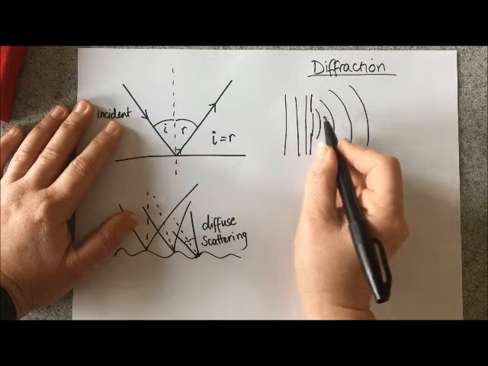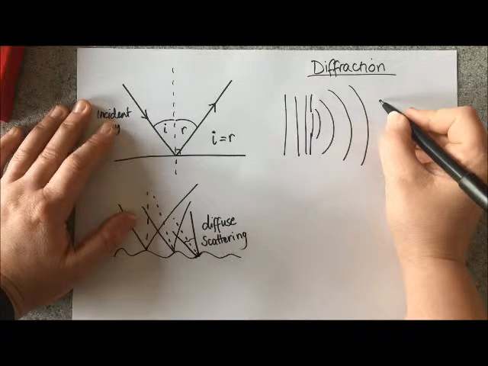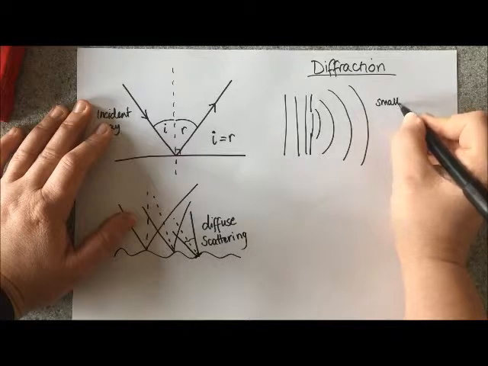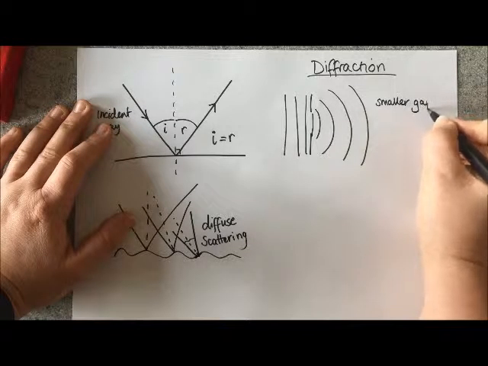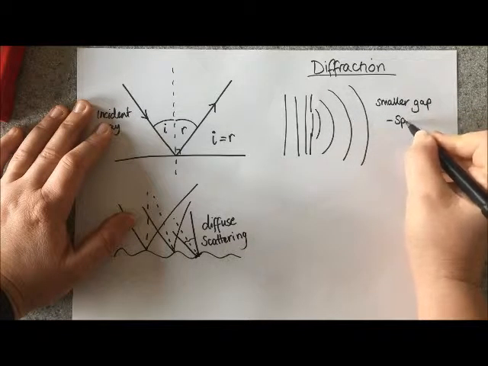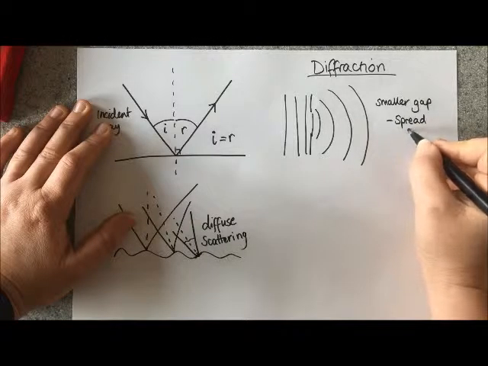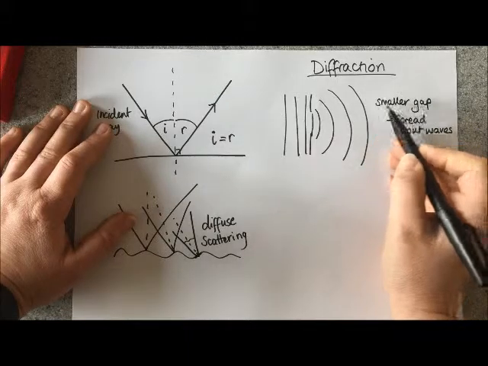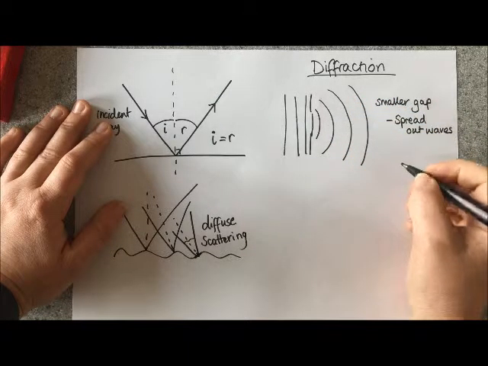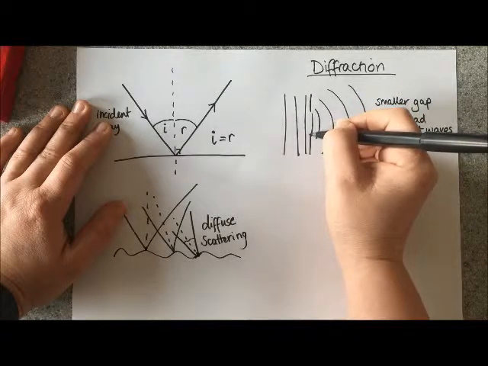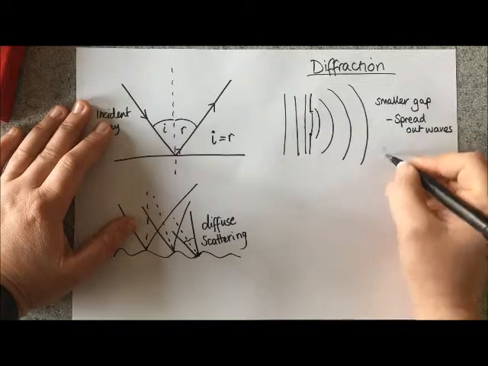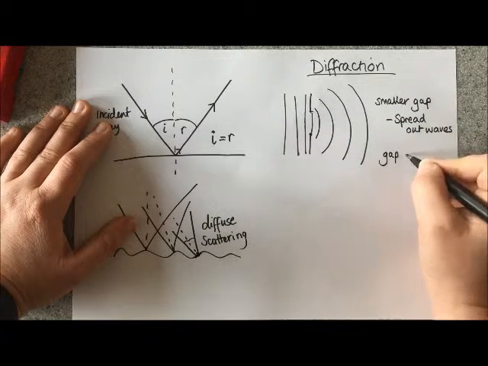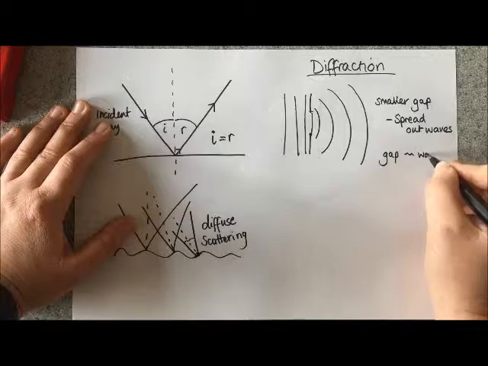Now, there are conditions for the gap. So the smaller the gap, generally, means that you spread out more. So the waves will spread out a lot more when you have a smaller gap. However, there's a limit to the smallest gap you can have. The gap has to be approximately the same size as the wavelength.